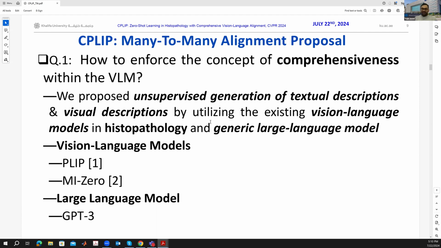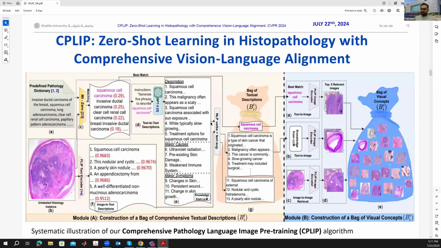This can be done using any state-of-the-art method. Till now, PLIP and MI-Zero have shown very strong generalization capability. So we have used these two models to come up with the generation of our textual descriptions. Large language models such as GPT are used to get improved textual descriptions of the pathology images. Here is our proposal.